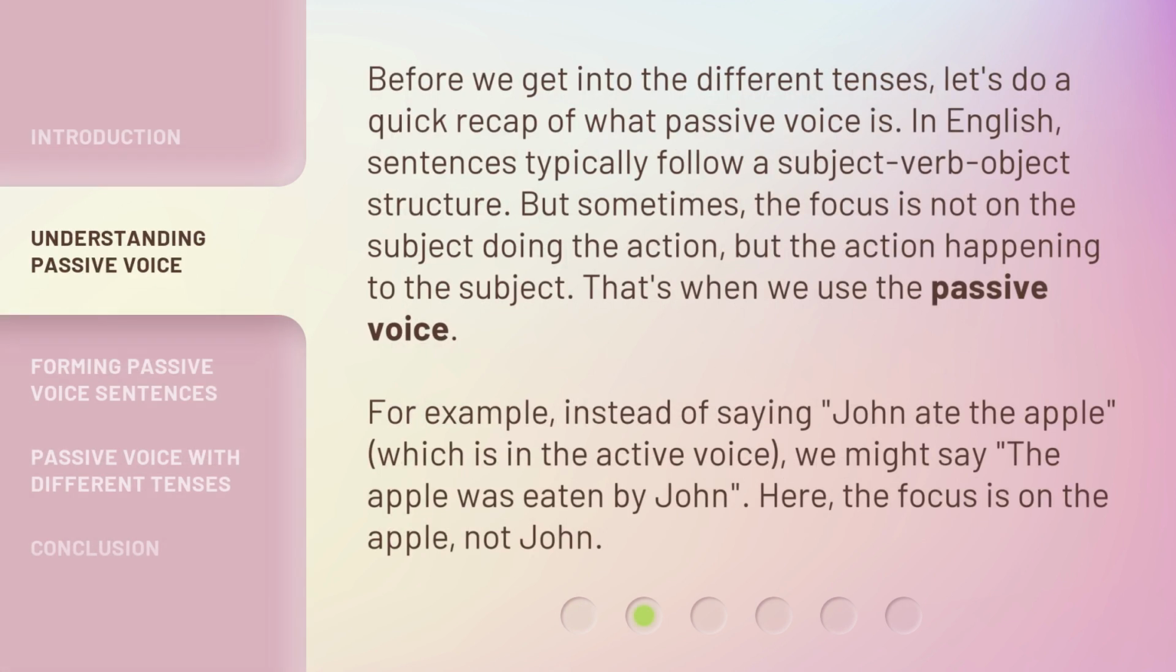Before we get into the different tenses, let's do a quick recap of what passive voice is. In English, sentences typically follow a subject-verb-object structure. But sometimes, the focus is not on the subject doing the action, but the action happening to the subject. That's when we use the passive voice. For example, instead of saying, "John ate the apple," which is in the active voice, we might say, "The apple was eaten by John." Here, the focus is on the apple, not John.